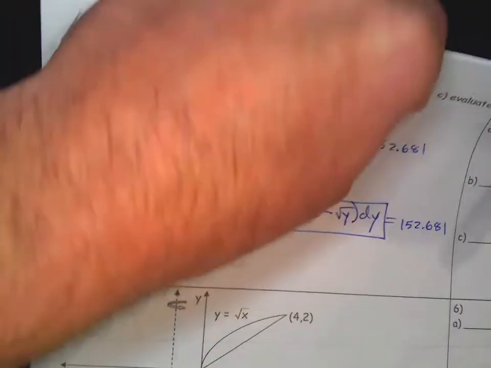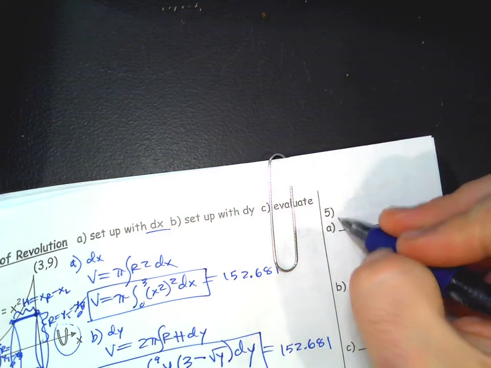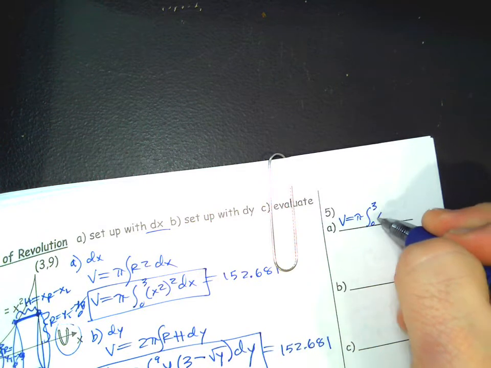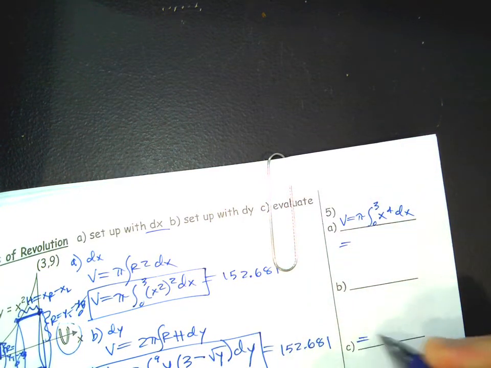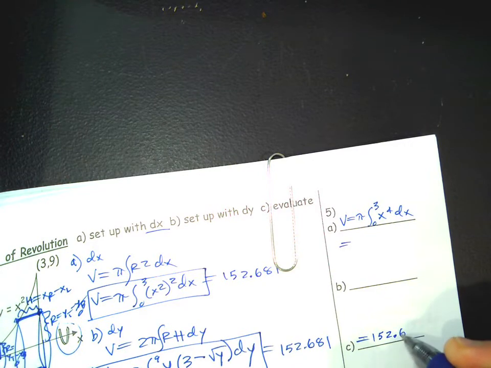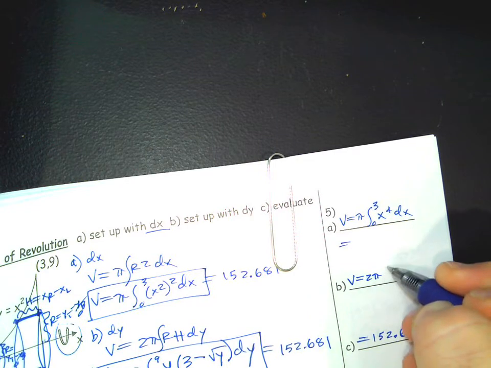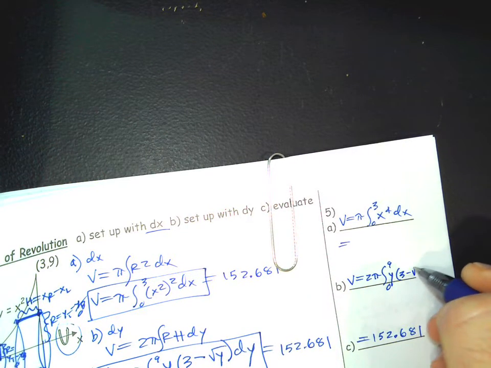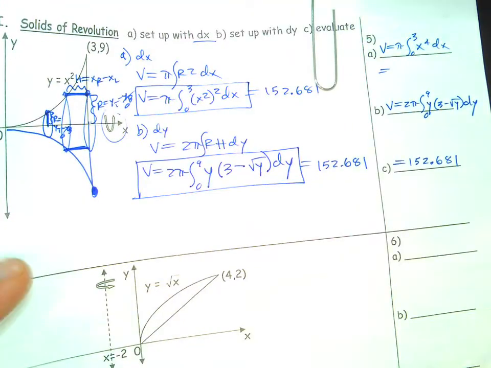So on your test, I want you to put the setup in the answer column. There will be a spot for it. And then there will be a separate spot for the answer. And make sure you put the parentheses and the dy's and dx's and stuff.